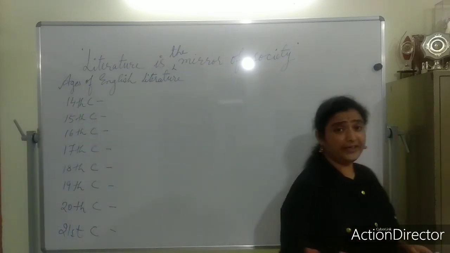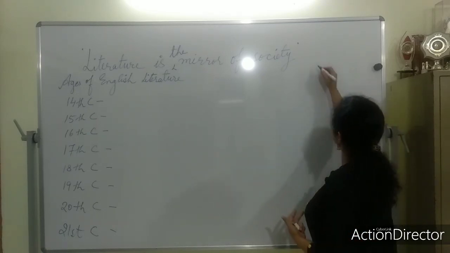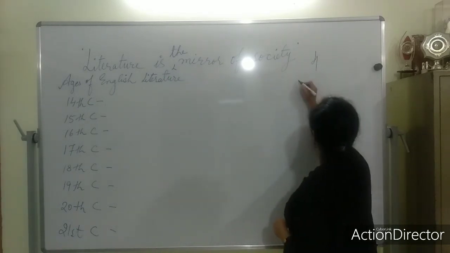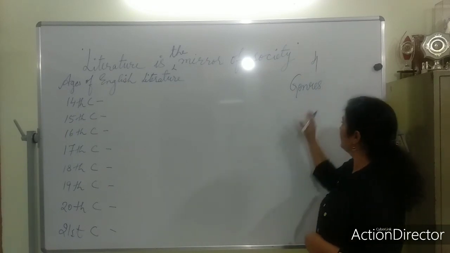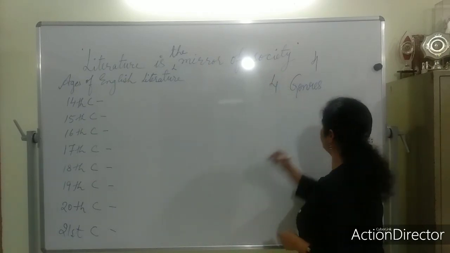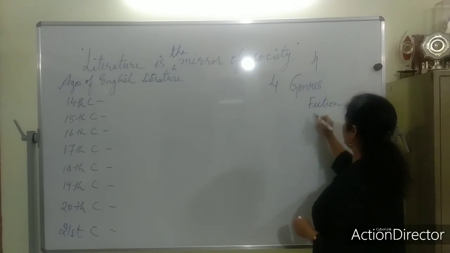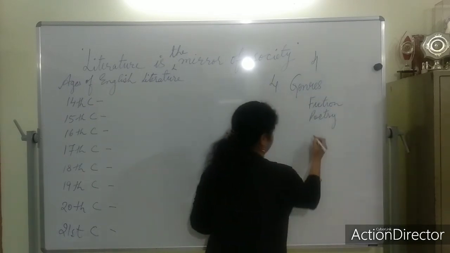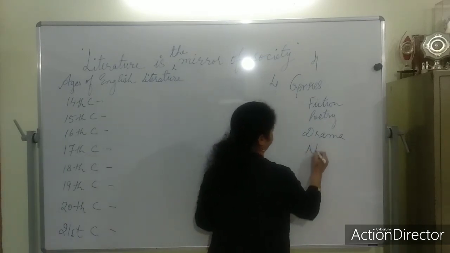Now, what kind of literature do people write? It has been theoretically divided into what is called genres. There are 4 genres in literature, namely fiction, poetry, drama, and non-fiction.